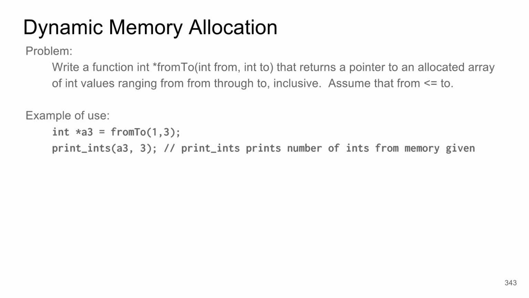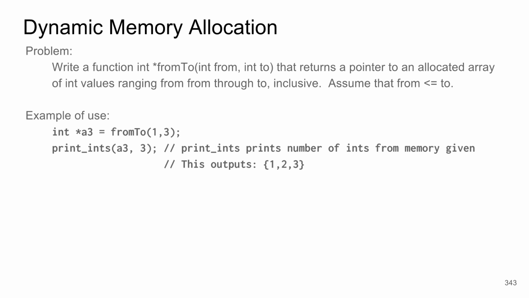Print ints is just a simple function that I wrote that will print the number of ints specified right here from whatever memory address is specified right here. So if we had this call right here, this should produce an array with 1, 2, 3 in it, and when we call print ints, it should output 1, 2, 3. Does everybody see that? Cool. All right, so take a minute. I'll leave this slide up so you can see what it should do. Take like 2 minutes and try writing this on your own.